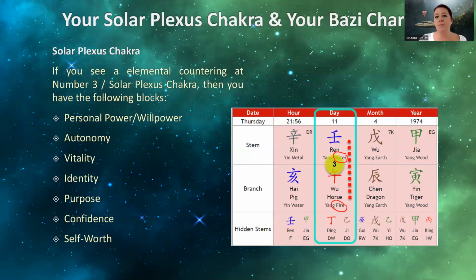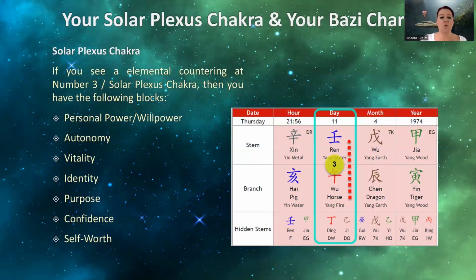So if you experience any of these issues, then you may well check in your Bazi chart whether you have an inherent block there. Now, having a block in your natal chart doesn't mean that you can't change anything about it. The whole reason we're talking about this is so that you can find the source of these issues and then release them.